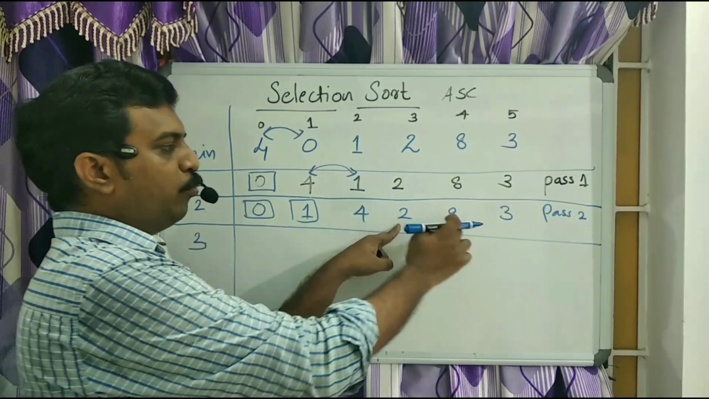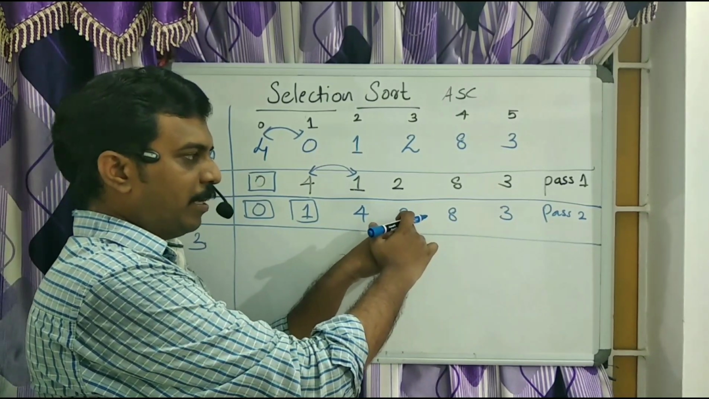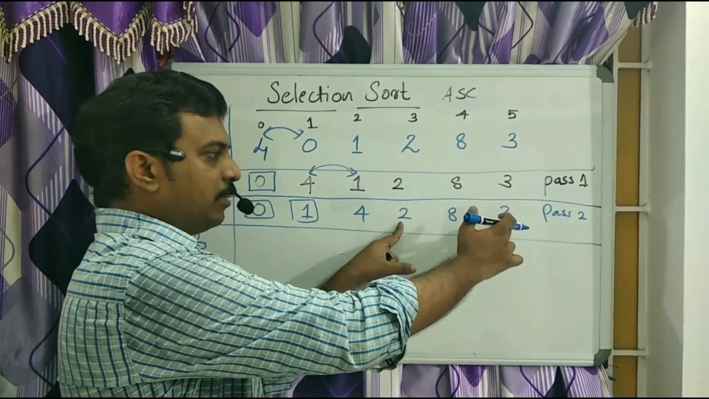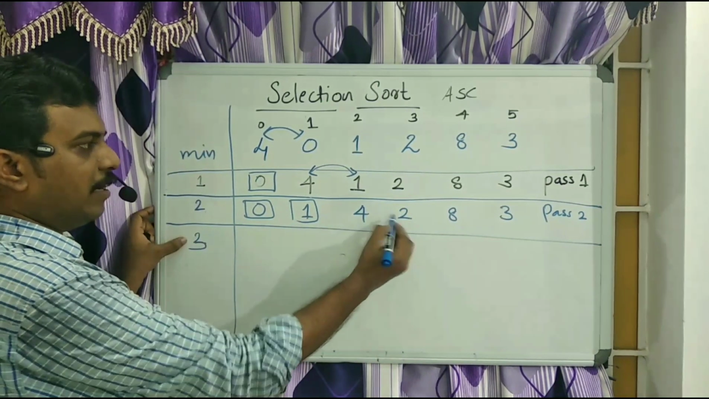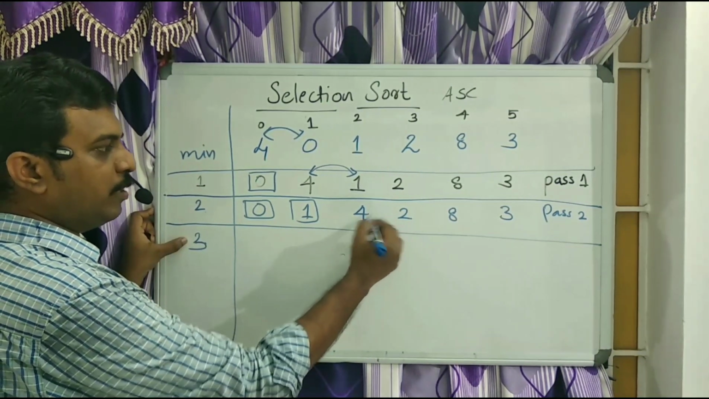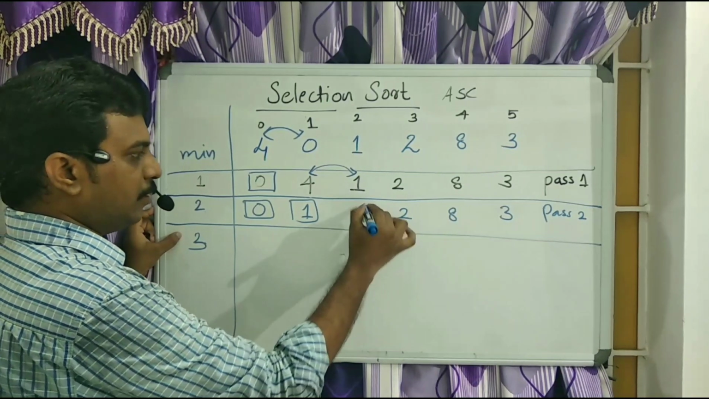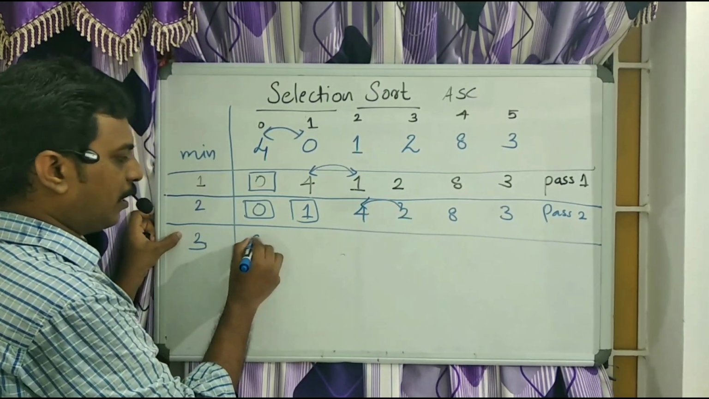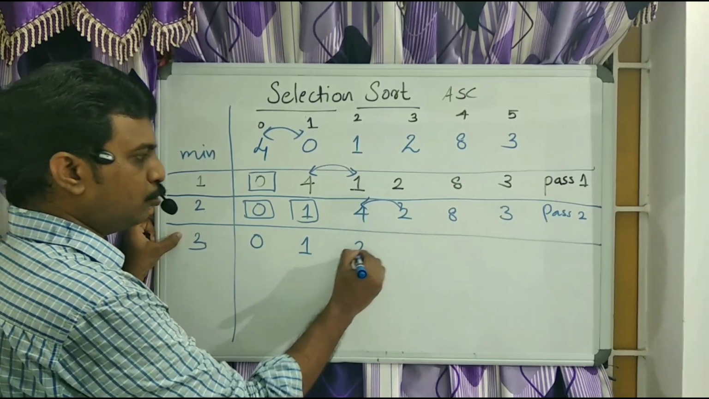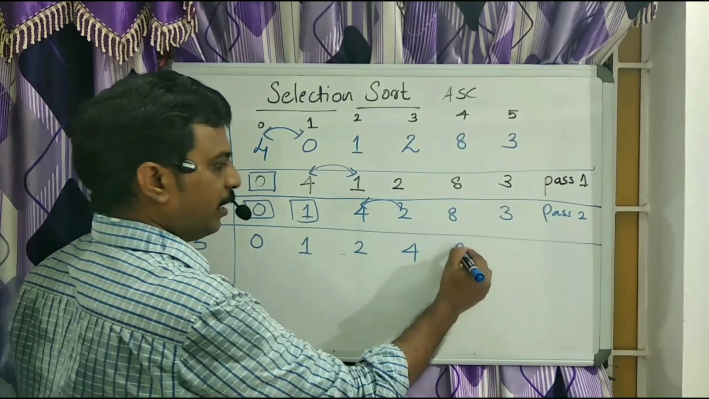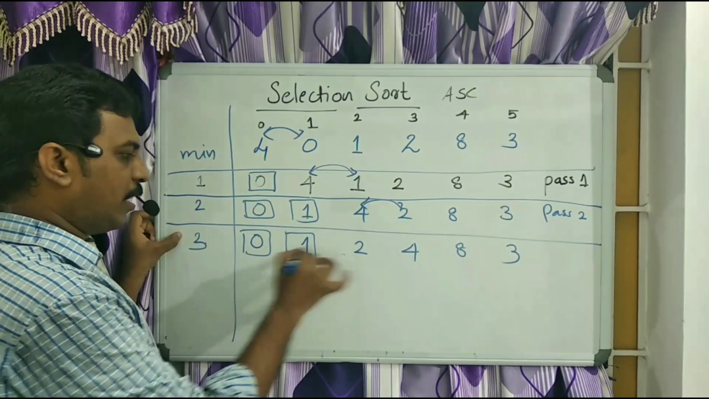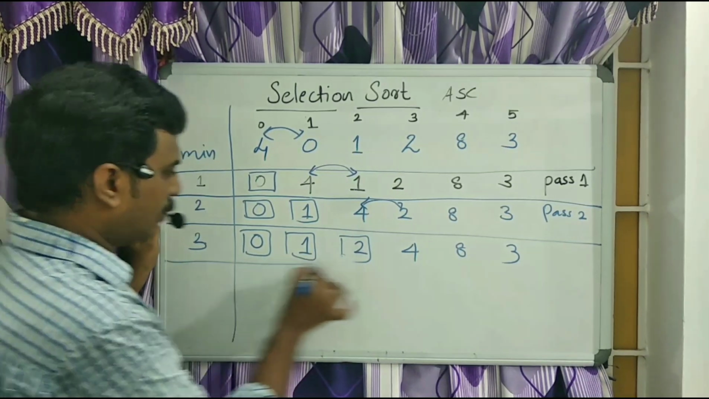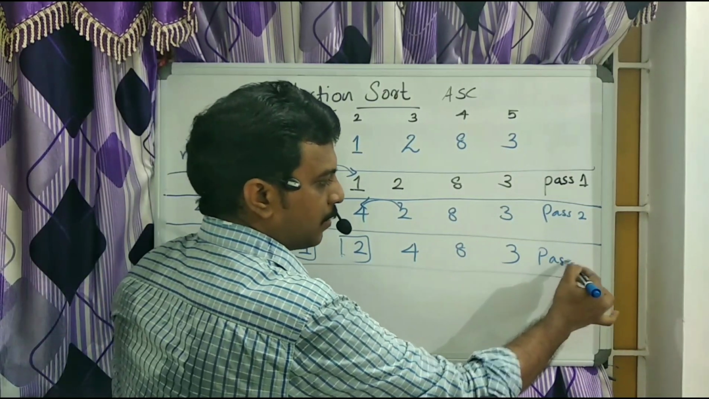Now I will compare 2 with the 8. 2 is the smaller element. Then I will compare 2 with 3. Again 2 is the smaller element. So I will exchange this 2 with the 4. What is the current list? 0, 1, 2, 4, 8 and 3. Now 0, 1 and 2 are sorted. This is the result after pass 3.